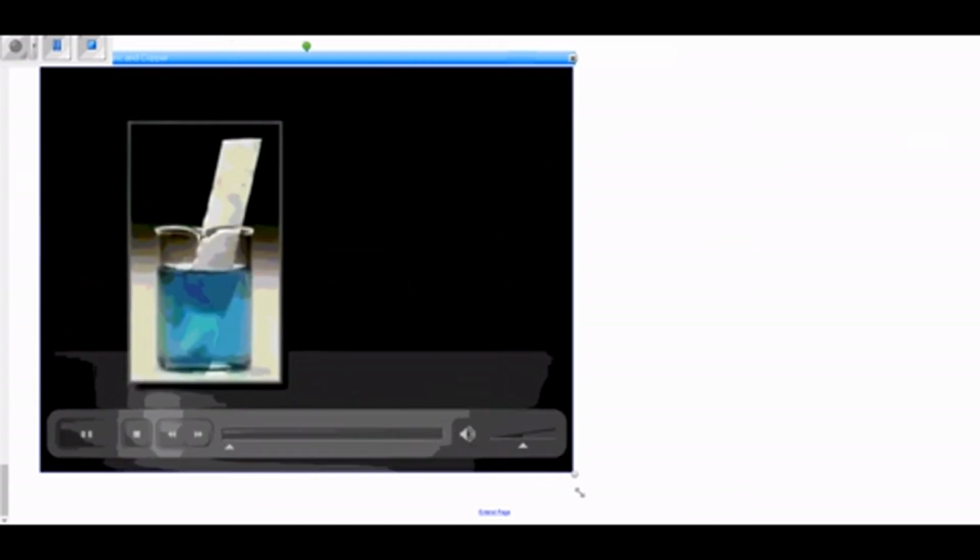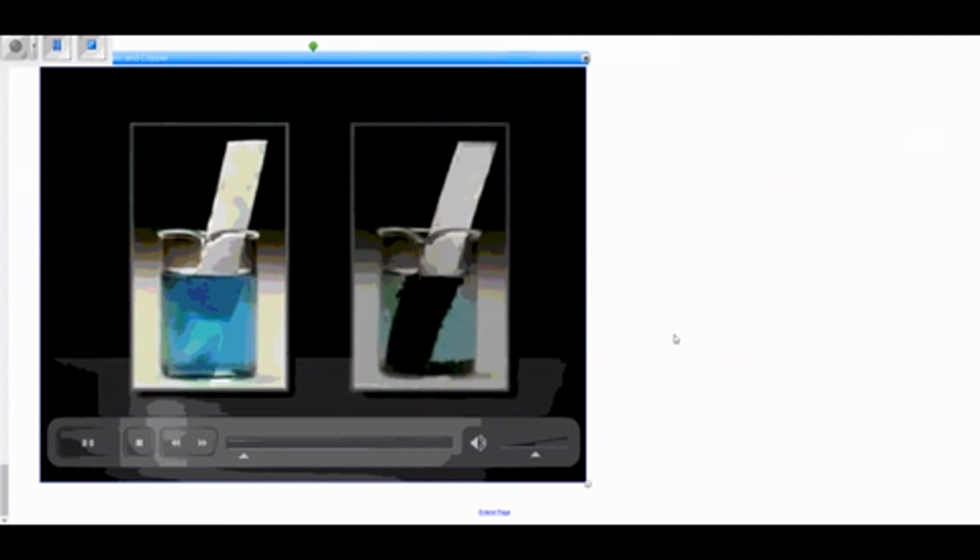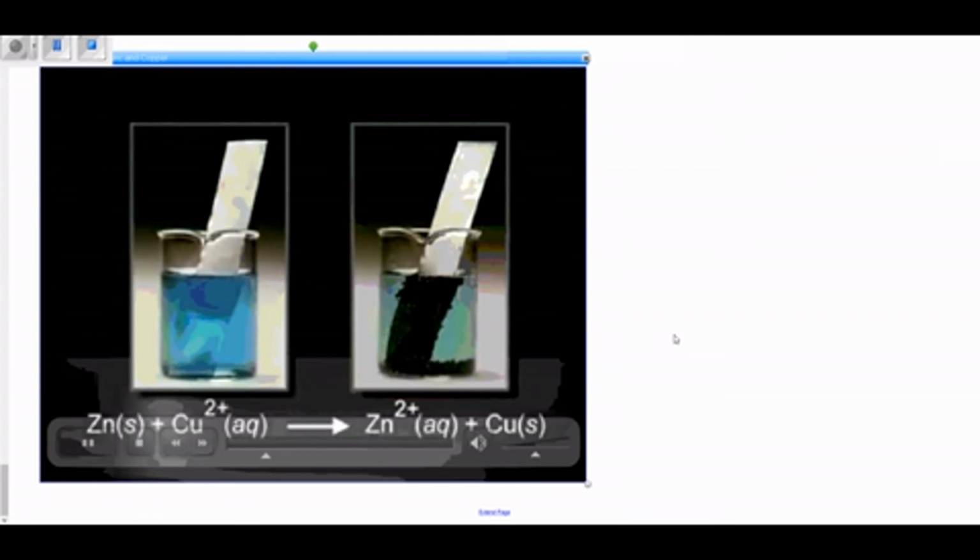When a strip of zinc metal is immersed in an aqueous copper 2 sulfate solution, electrons are transferred from zinc to the copper 2 ions. Copper metal deposits on the zinc strip and collects at the bottom of the flask. Zinc atoms are oxidized to zinc 2 ions, which enter the solution. This spontaneous oxidation reduction reaction is summarized in the chemical equation shown.